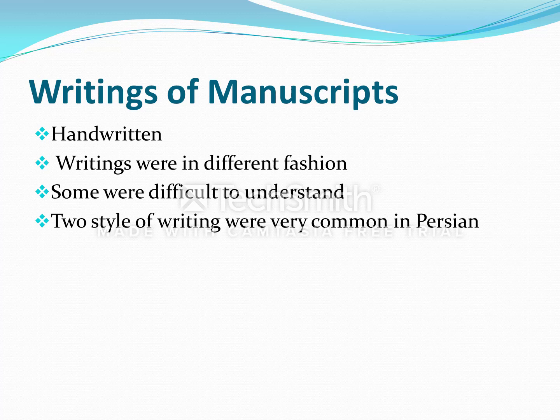Handwritten copies were made; the manuscripts were written by hand only. At that time writings were in different fashions. Some were very difficult to understand, some were very easy to understand. There were two common writing styles in Persian. One was the Nastaliq style, which was like cursive, easier to read. The other one was Shikasta, which was very difficult to read.